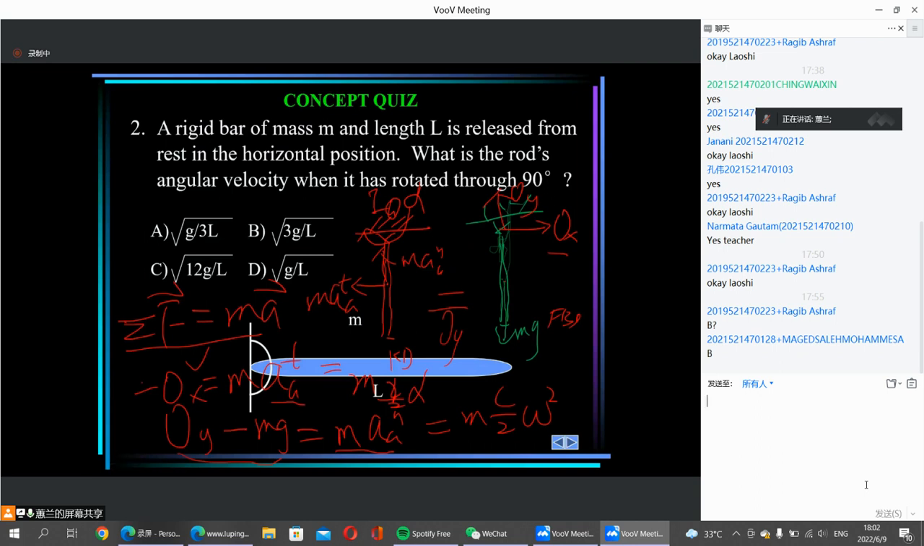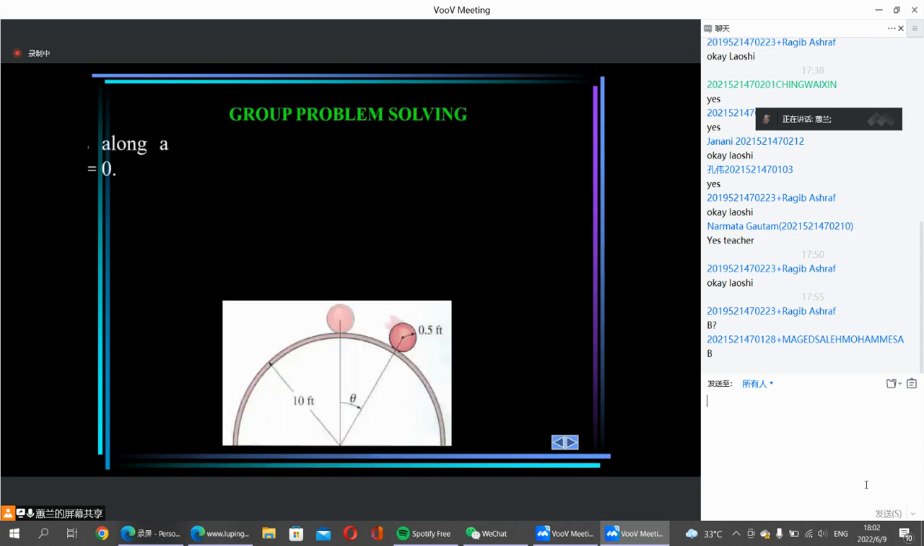Okay, we just apply the principle of work and energy and the equations of motion. We can find out the angular velocity, angular acceleration, and the reaction forces.